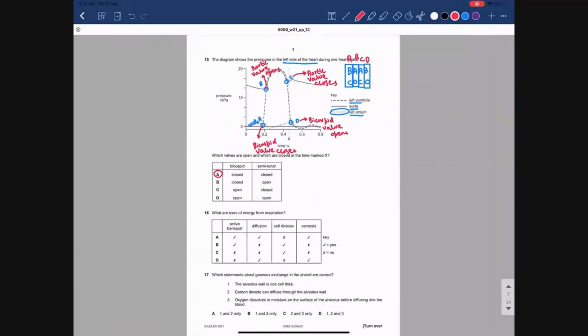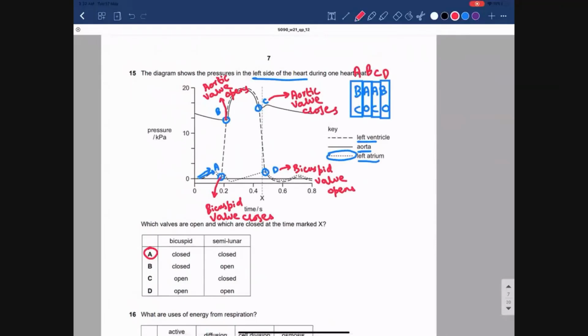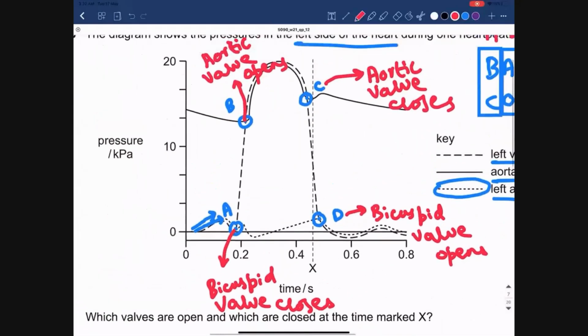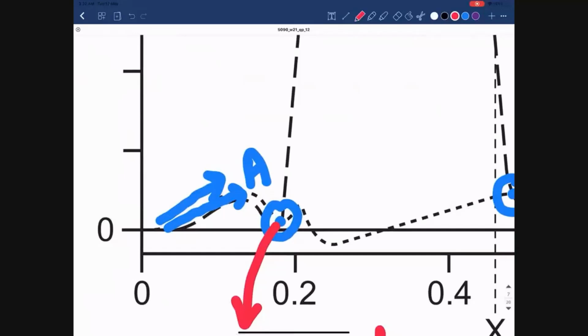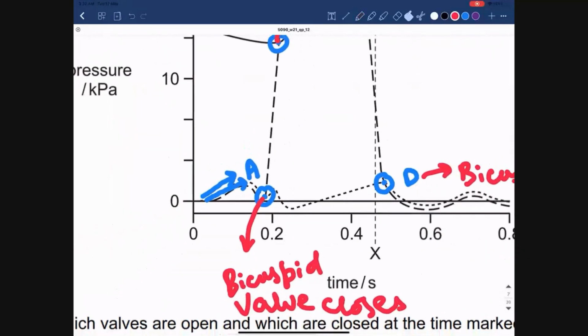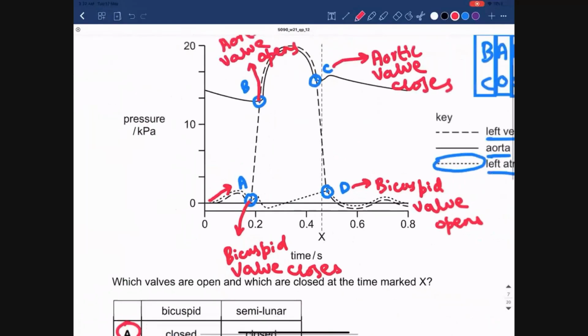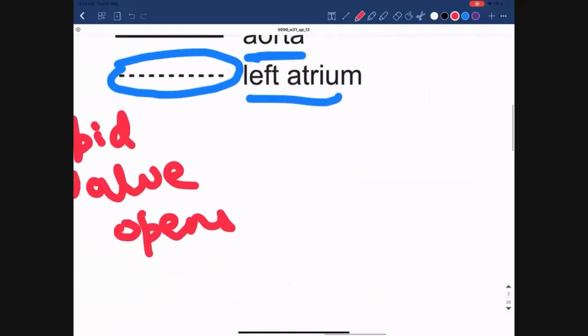So I hope this mnemonic will help you in solving these MCQs within seconds. Always remember that you have to make the intersection points from where the heartbeat starts. And as I mentioned, that heartbeat starts where you see the rising level of the pressure in the left atrium.